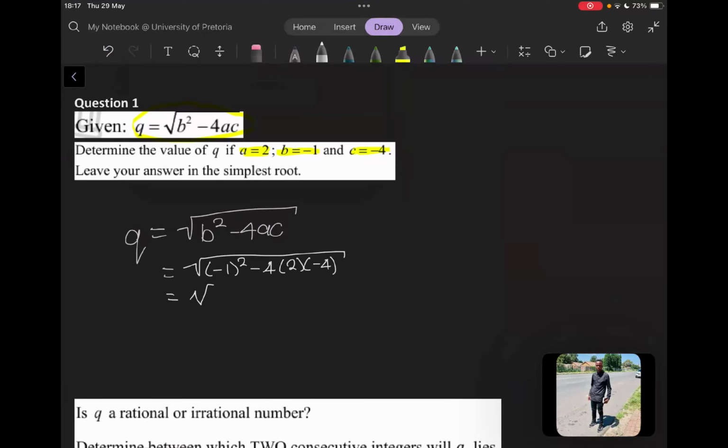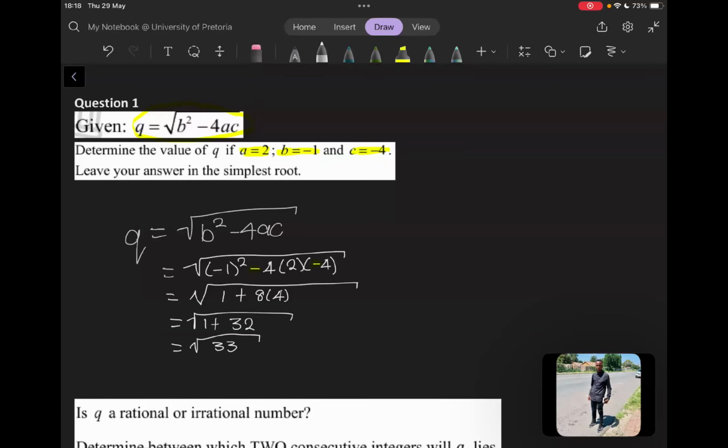If we simplify this, we have -1 squared is 1, right? These two negatives multiply by each other and create a positive. So we then get plus. If we multiply 4 by 2, we get 8 times 4. And if we simplify this further, we then get 1 plus 32, which then gives us the square root of 33.